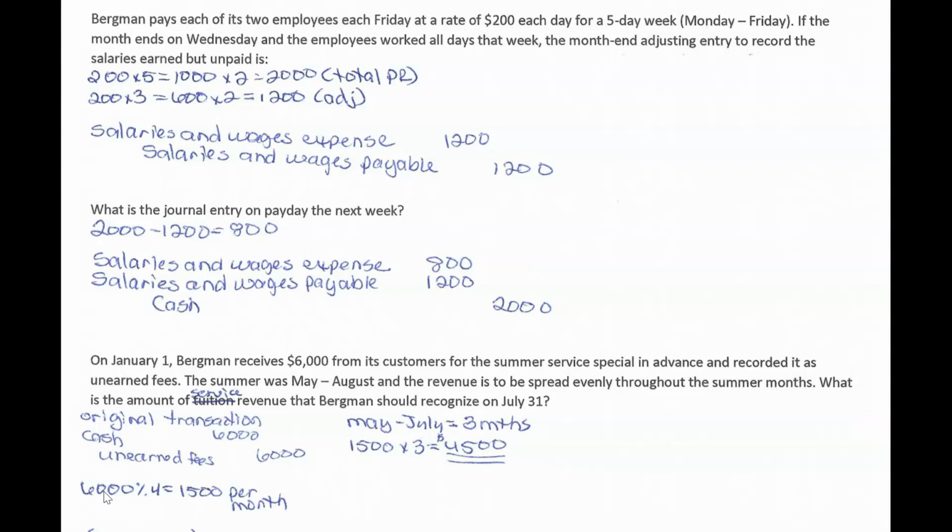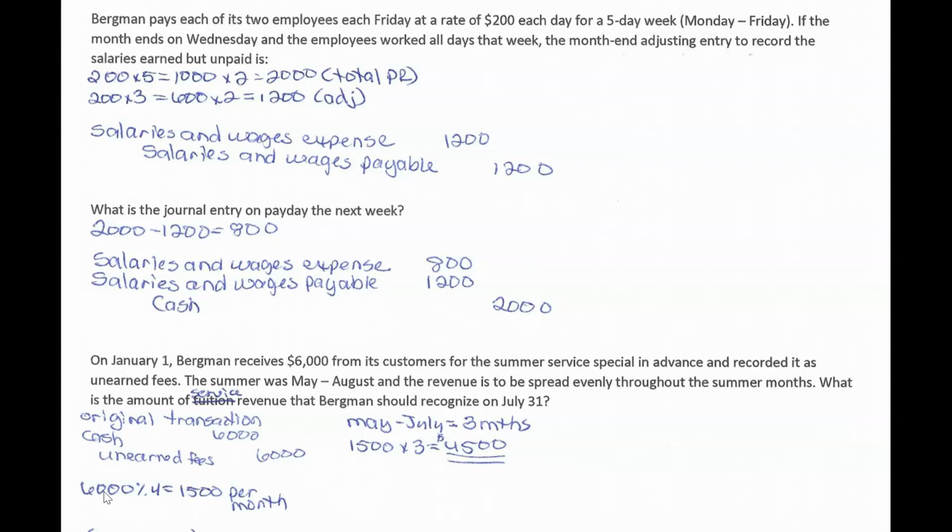Okay, this next one is on payroll, and it can be a little tricky. Bergman pays each of its 2 employees each Friday at a rate of $200 each day for a 5-day work week, which is Monday through Friday. If the month ends on Wednesday and the employees worked all the days that week, Monday, Tuesday, and Wednesday, what is the adjusting entry that's needed at the end of the month?